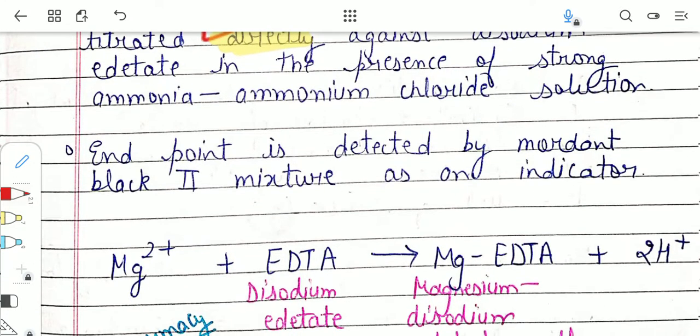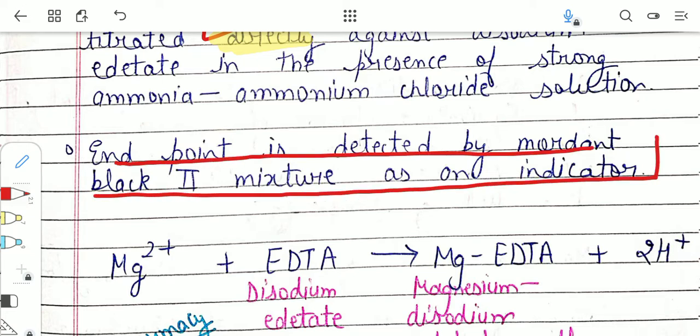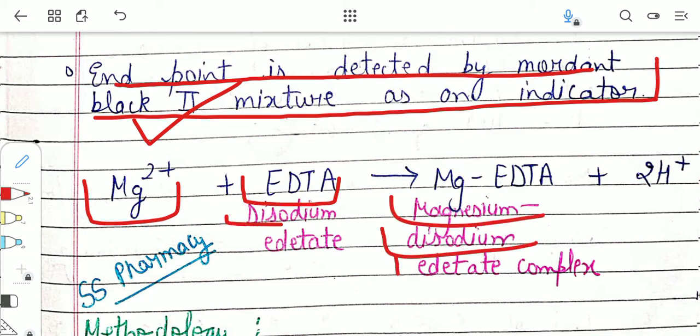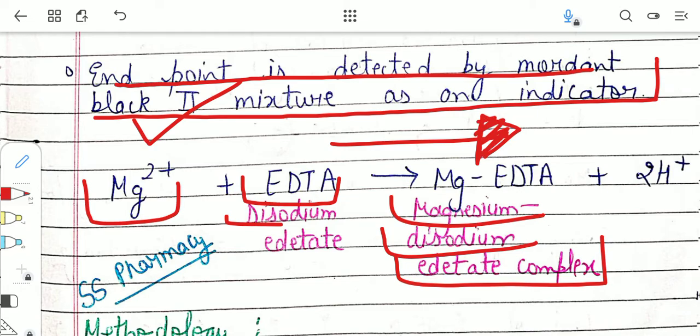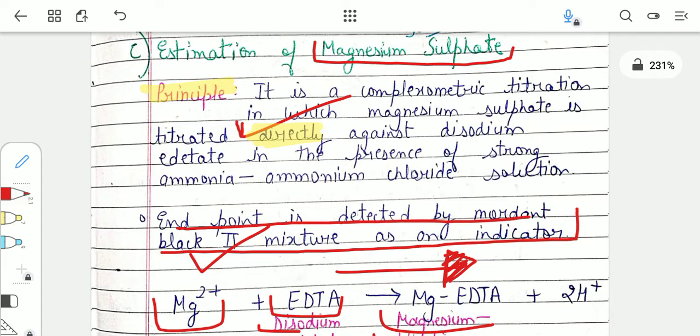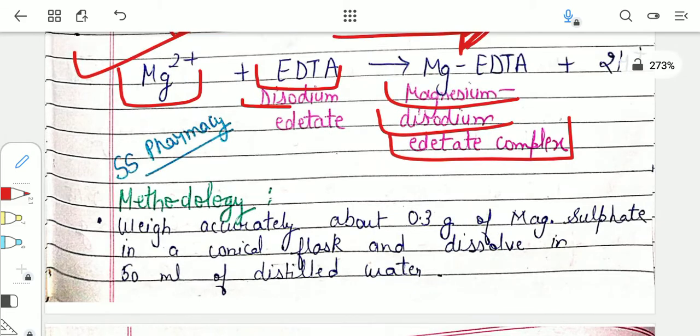Now the endpoint is detected by Mordant Black 2 mixture as an indicator, which is a kind of indicator used in this complexometric titration. So magnesium ions will react with EDTA, which is disodium acetate, and form magnesium disodium acetate complex, and the endpoint will be detected by the change in the color of the solution. That is how the complexometric titrations indicate their endpoint. Okay, this is just the principle which tells us that this is a type of direct titration. So this is the reaction, and now let us see the methodology for this titration.